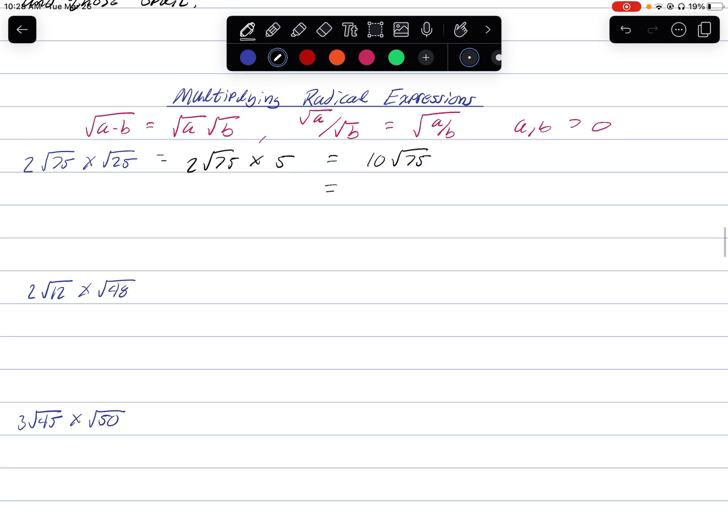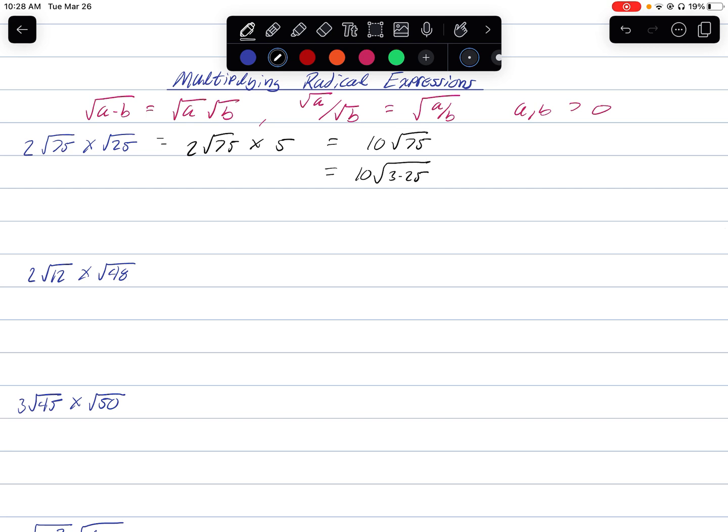The square root of 75 we can write as the square root of 3 times 25. So if we do that, we get the square root of 3 times 25 times 10. And using our rule we have up here, we can go ahead and split up this square root. So we have 10 times the square root of 3 times the square root of 25. The square root of 3 is about as simple as it gets, so we're going to have to leave that alone. But the square root of 25 we can simplify to 5. So we have 10 times 5 times the square root of 3, which is just 50 times the square root of 3.